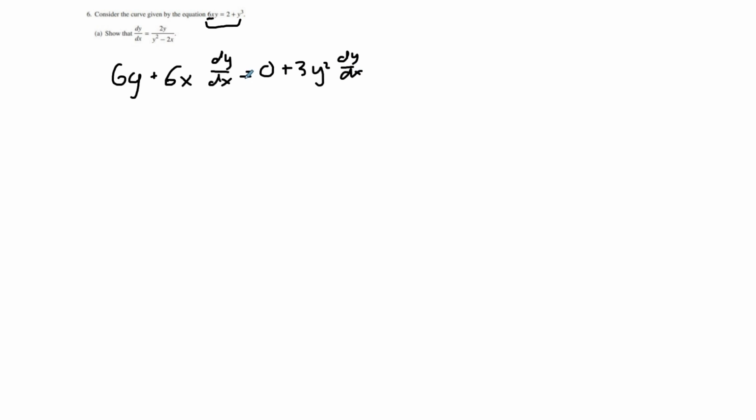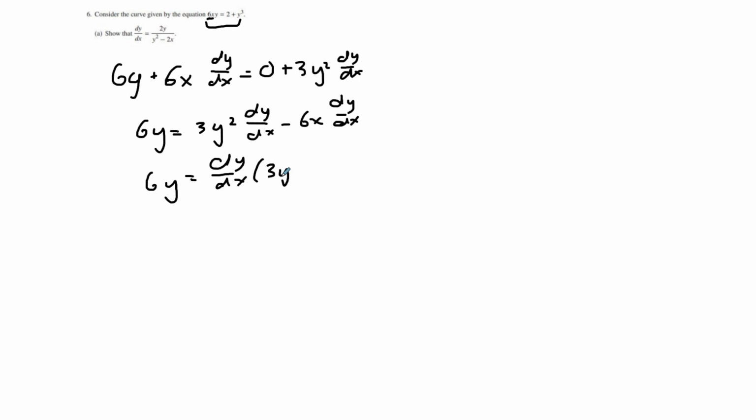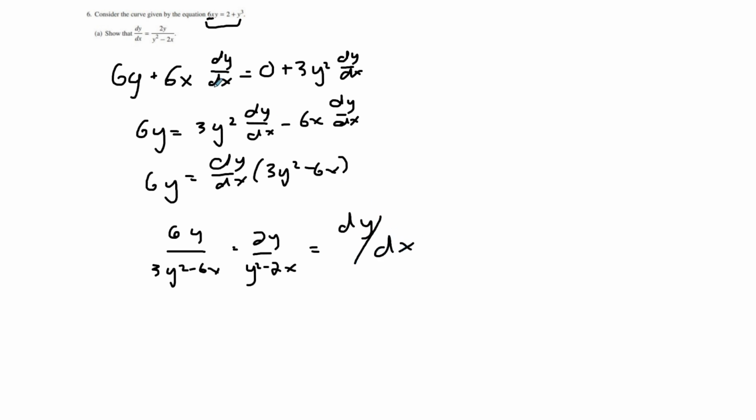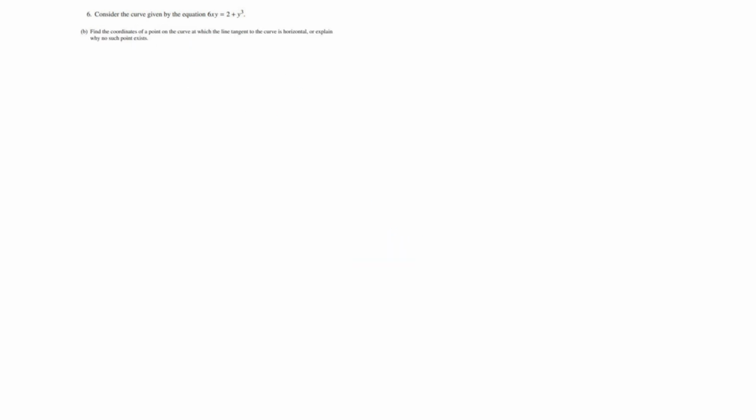And so now we need to get dy dx by itself. And so what I'm going to do is I'm going to say 6y equals 3y squared dy dx minus 6x dy dx. And so then I could factor out a dy dx. So equals dy dx times 3y squared minus 6x. Finally divide everything. And so we'd get 6y over 3y squared minus 6x. And we could divide all this by 3. So you'd get 2y over y squared minus 2x. And that equals dy dx. And that is what we were supposed to show, right?